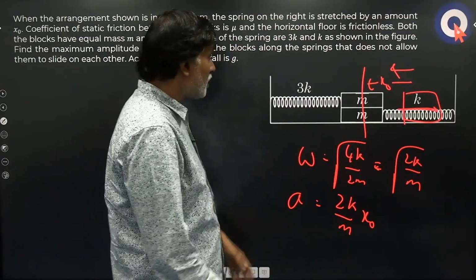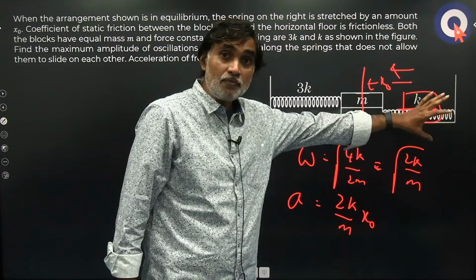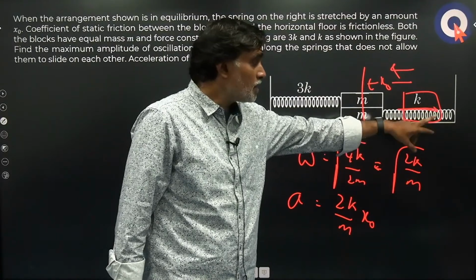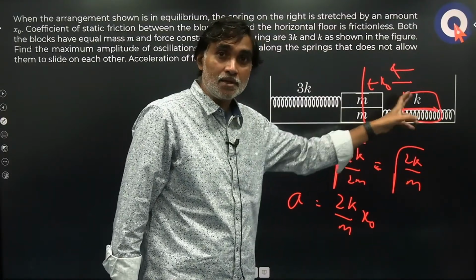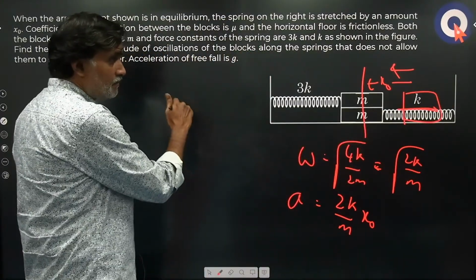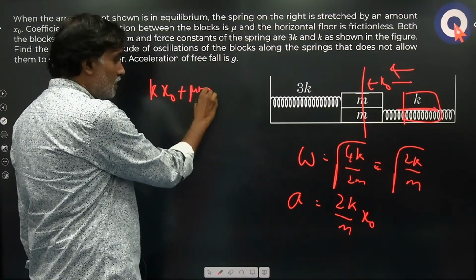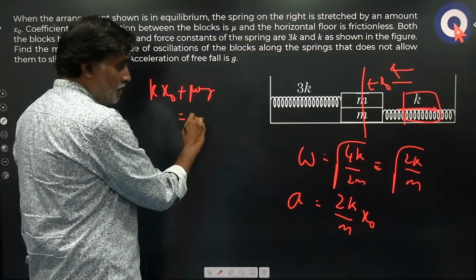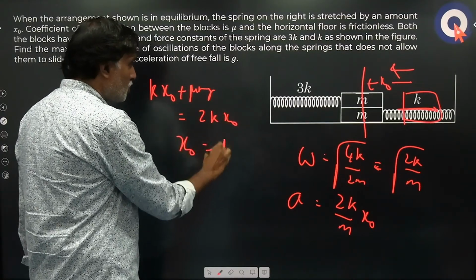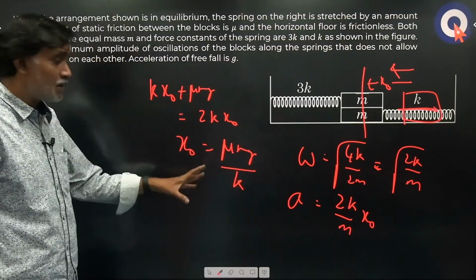Okay, they are asking for maximum amplitude and coefficient of friction is mu. So at the extreme position, if they ask for maximum amplitude, we take the maximum possible friction acting. The maximum possible friction here is mu mg, and on the lower block it will act towards left in the direction of acceleration, and on the upper block it will act towards right. Okay. So what is the equation for the lower block? You'll get kx naught towards left plus mu mg towards left is equal to mass into maximum acceleration, that is 2 kx naught. Okay. What is x naught? Mu mg by 2k, mu mg by k. Okay, that's what it is. So that can be the maximum amplitude.